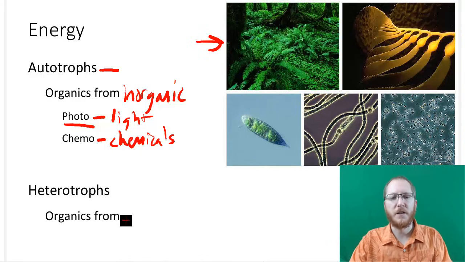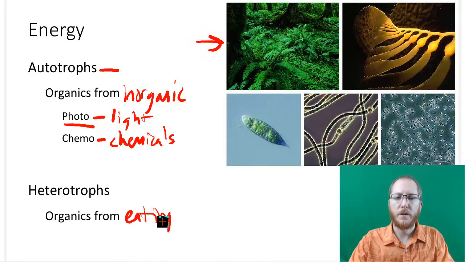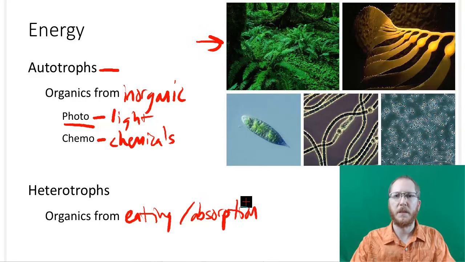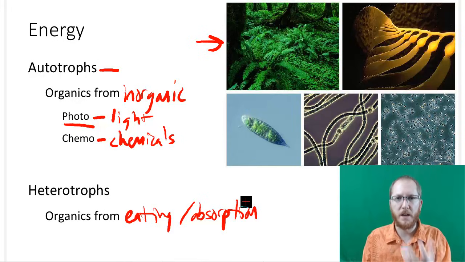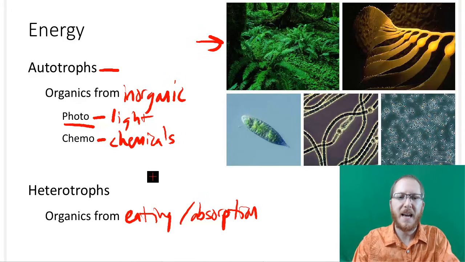So they're going to get their organics from either eating them, or in some cases it could be absorption, the idea that they can kind of live in an area where they've digested stuff, so it's next to their cell, and it's in small enough pieces they can bring it directly across into the cell. So they don't have to go through and wholesale eat it like an animal would. But these guys have to get it ultimately from somebody else.